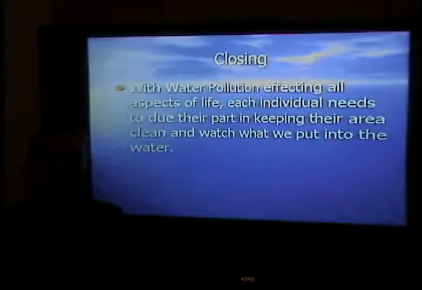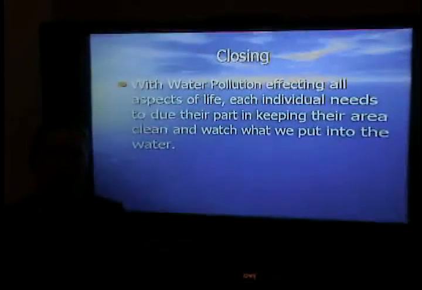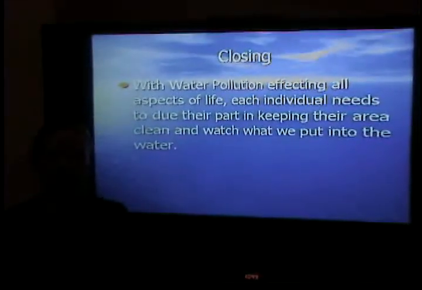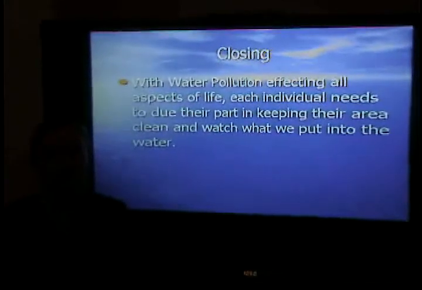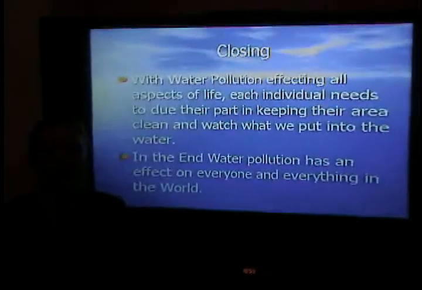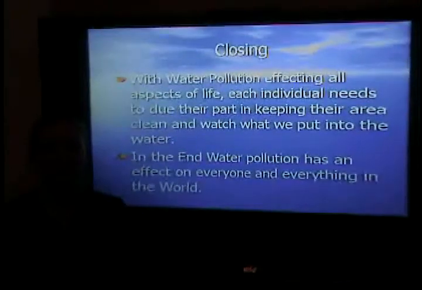With water pollution affecting all aspects of life, each individual needs to do their part in keeping the area clean and watch what we put into our water. In the end, water pollution has an effect on everyone and everything in the world.